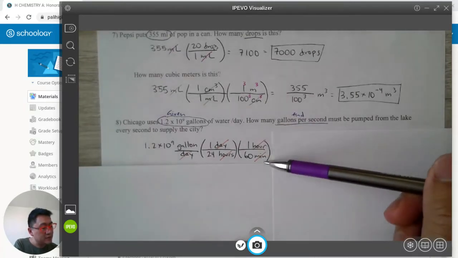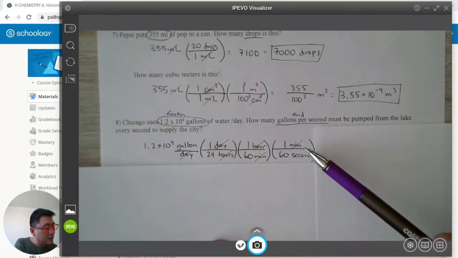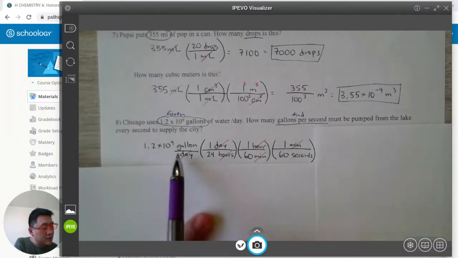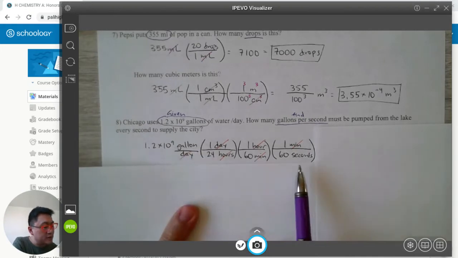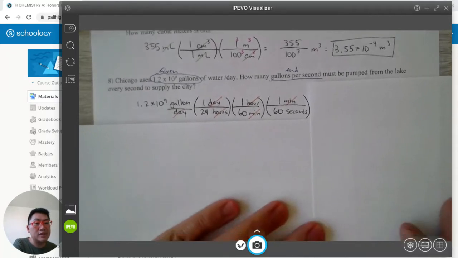60 minutes is 1 hour, and seconds into minutes. Minutes cancel, 60 seconds on the bottom. So what I'll have left is on the numerator, gallons, in the denominator, seconds. Gallons per second. That is what I was trying to find, gallons per second.